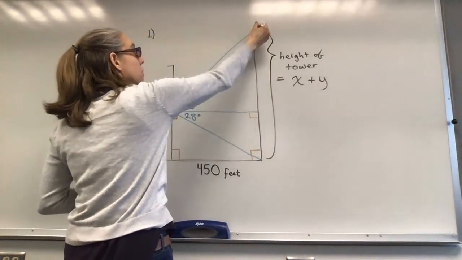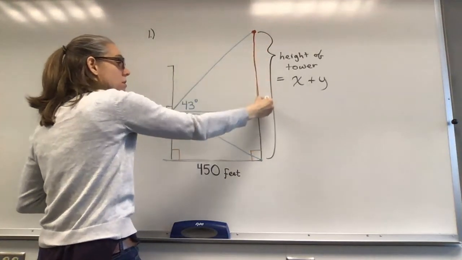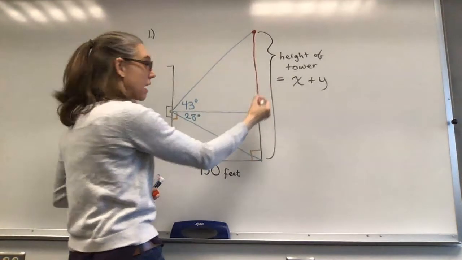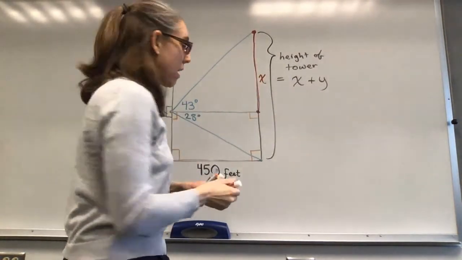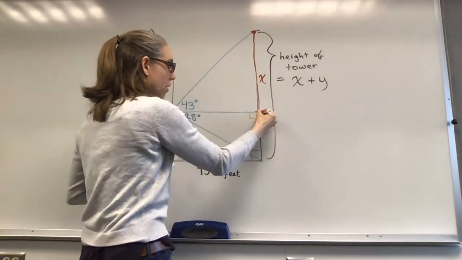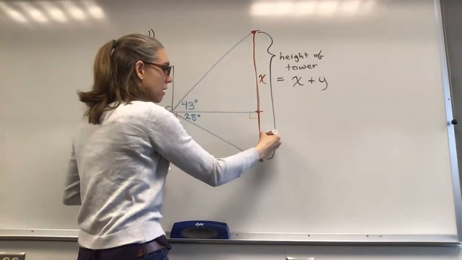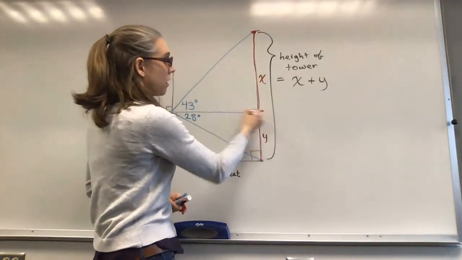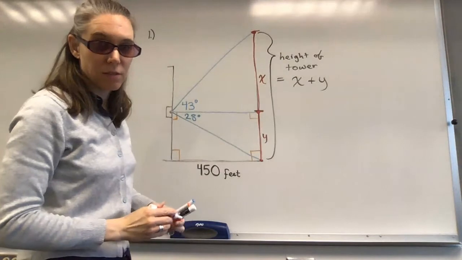X can be from the top here of the radio tower down to this point where the horizon line intersects the tower, so that could be x. And then I'm going to have a different mark for y, and y is going to go from this mark down here, so that you can differentiate x and y. Having a little mark right here is a good way of showing where x stops and y begins.